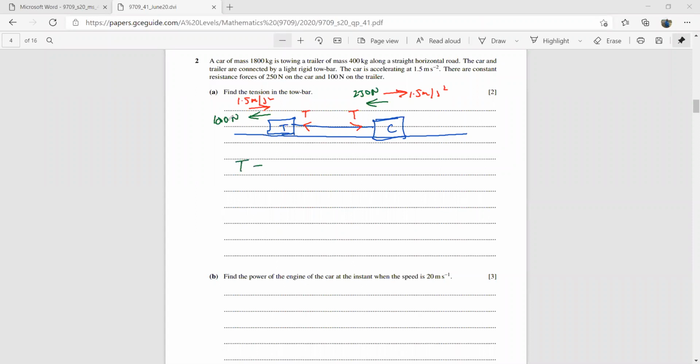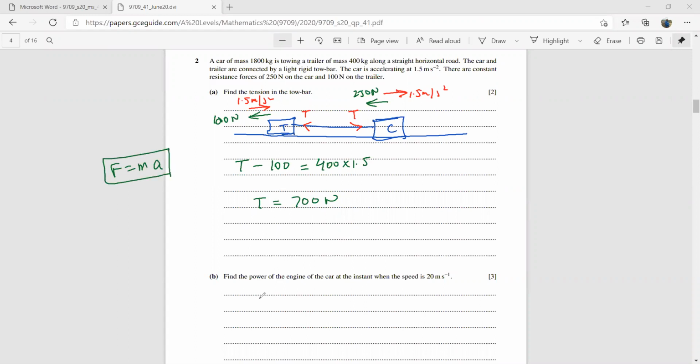And then there is this 100 newton force, that is the resisting force, and that is equal to ma. The mass of the trailer is 400 times this 1.5. So this gives you 700 newtons, the tension in this tow bar. Okay? So we have used here F equal to ma, by the way. Okay, we love this formula.